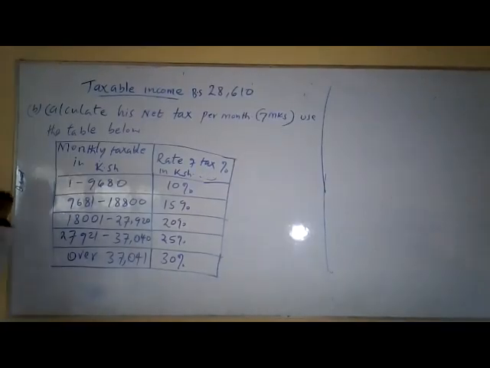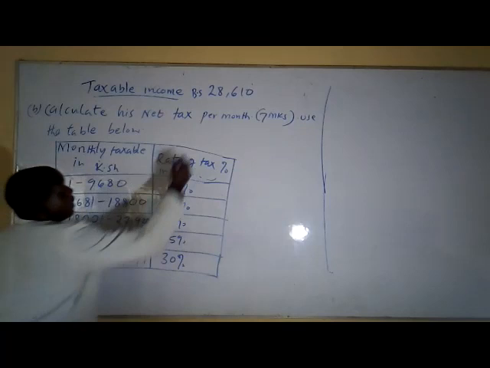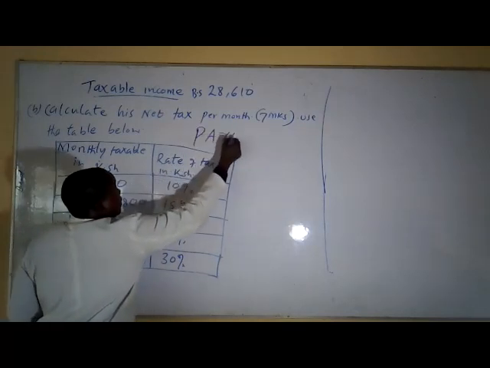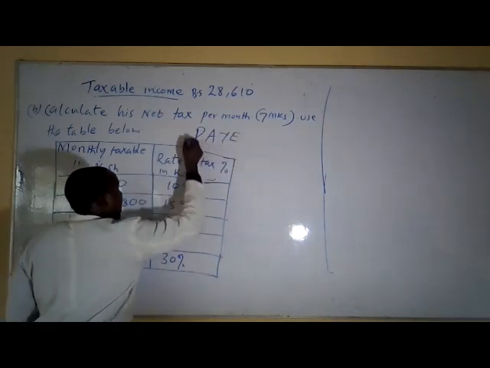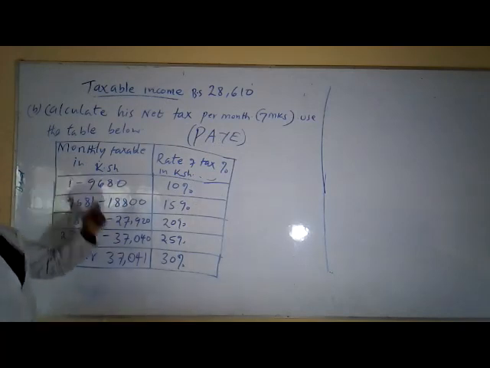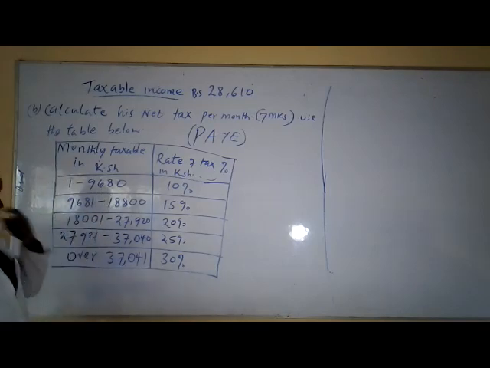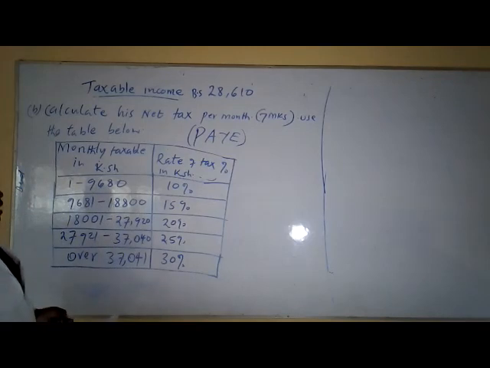Part B of the question: calculate his net tax per month using the table below. First, I want you to understand that net tax is also called pay as you earn. For you to get net tax, you must have gross tax first, and then subtract relief, and then finally get the net tax.